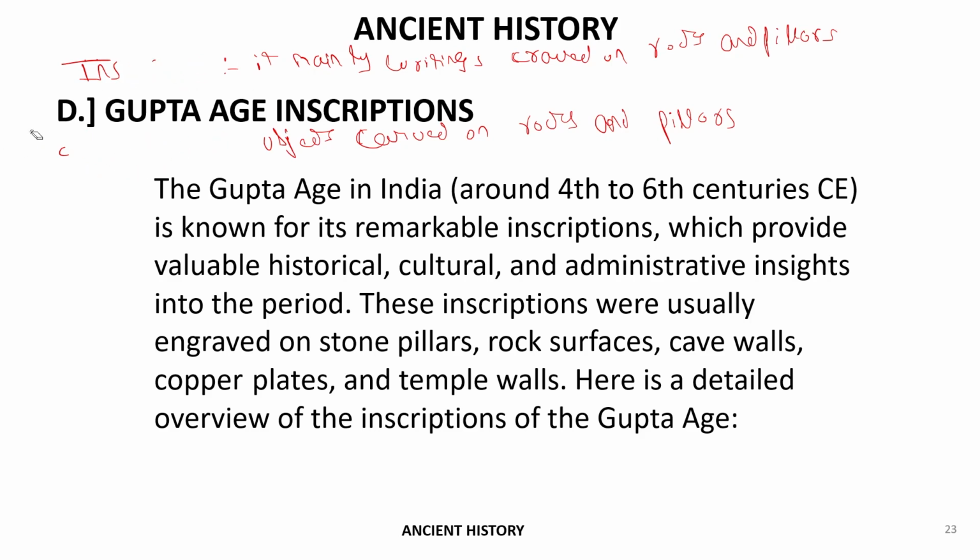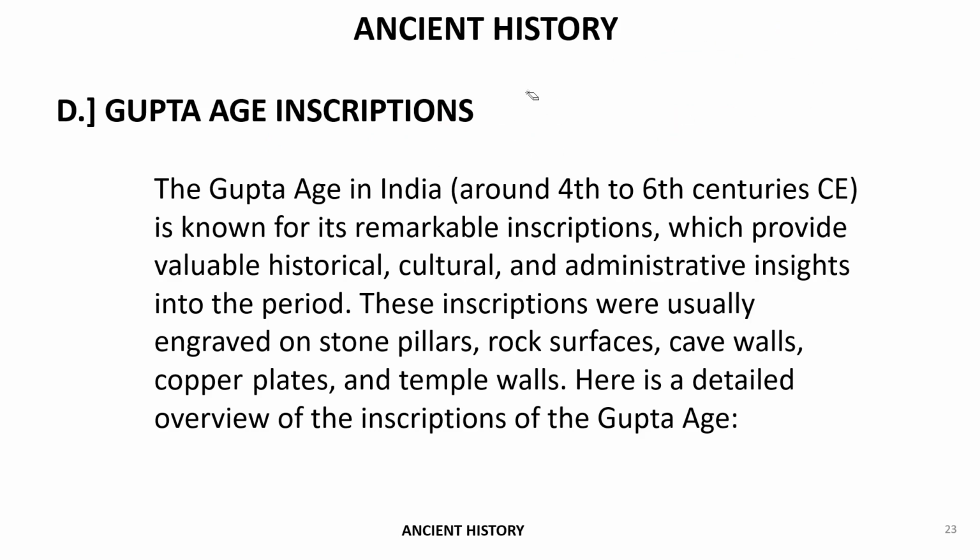In the previous lecture we had covered the Ashokan inscriptions. In this lecture we are going to cover the Gupta age inscriptions. As we discussed, after the Mauryan Empire there was the Shunga dynasty, thereafter the Gupta, thereafter the Vardhana. We had covered the Shunga, Mauryan and Vardhana. Today we look at the Gupta age inscriptions.